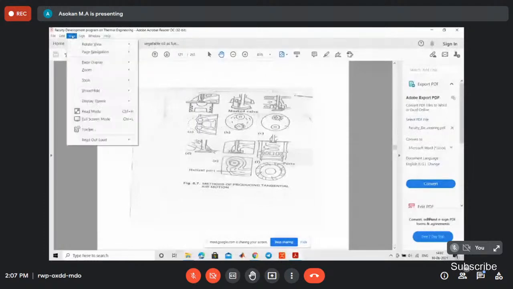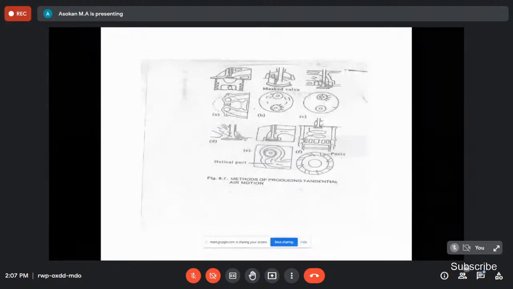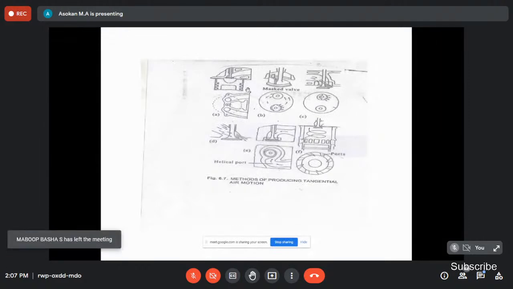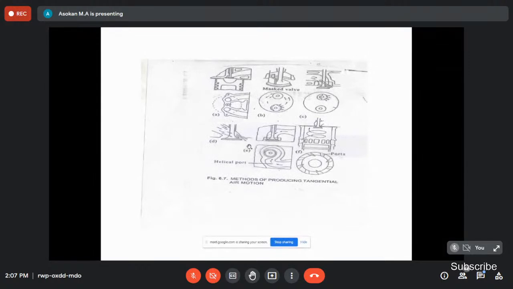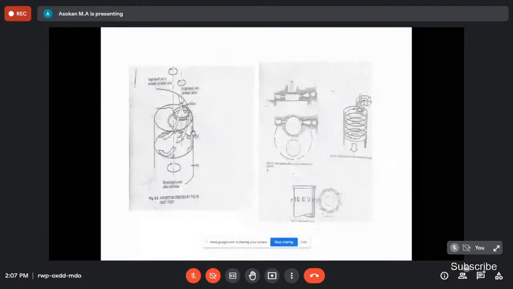See this one, figure A. Based on the slope of the inlet port, accordingly we can get the swirl motion. And there is some masked valve. Some portion is masked, some portion is closed by using some mask. Then the air will rotate, and you can create the swirl motion. So there are different arrangements to create the swirl motion. See here also, the slope of the inlet port, and we provide some mask, then the air is rotated.